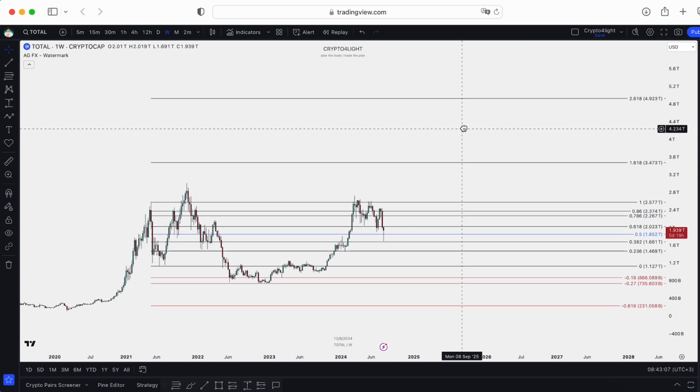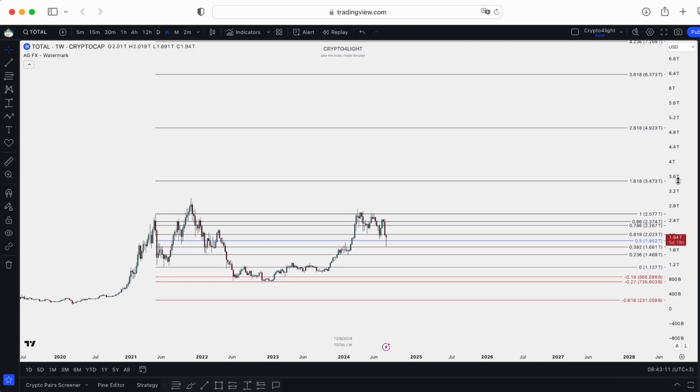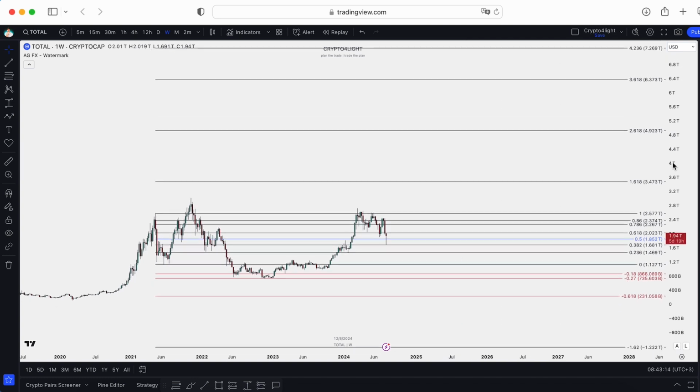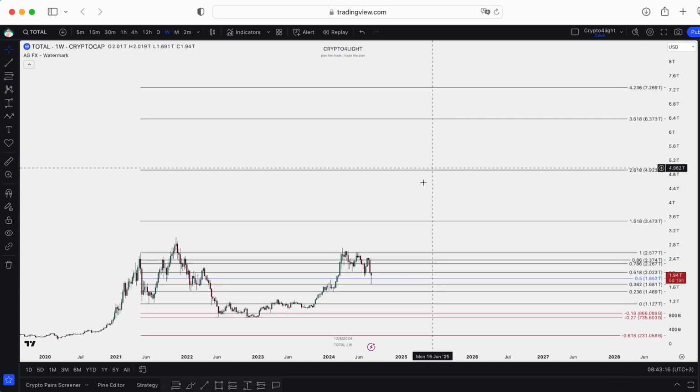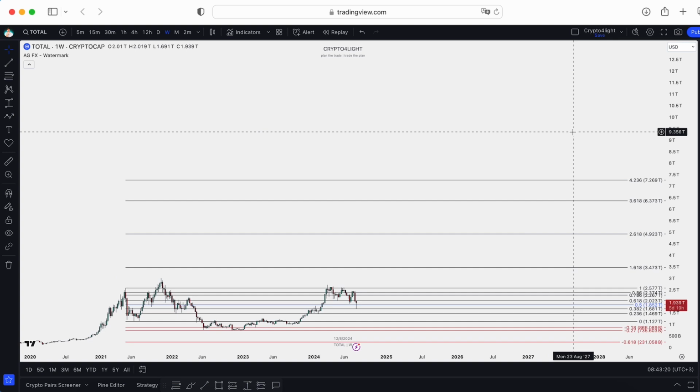So this is it, guys. Be careful what you wish for, and I think in the next few years, the total capitalization can be over 10 trillion or even 20 trillion. Yes, it's more than real. It's more than real, but the market will become less volatile.